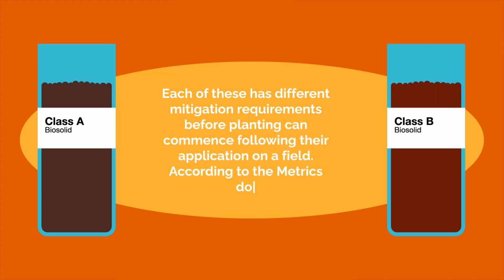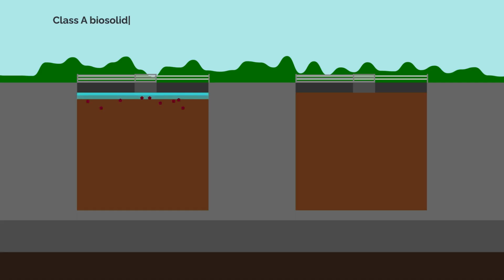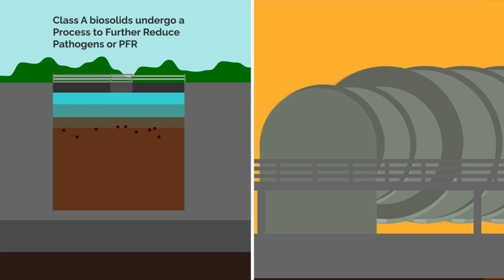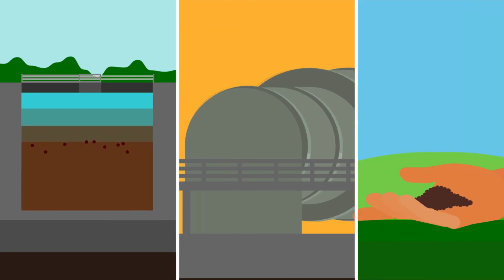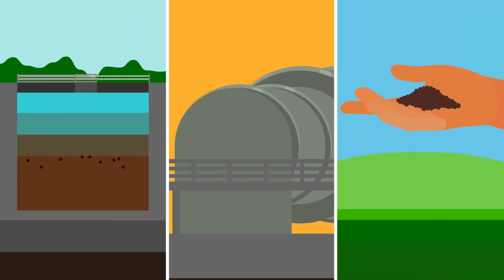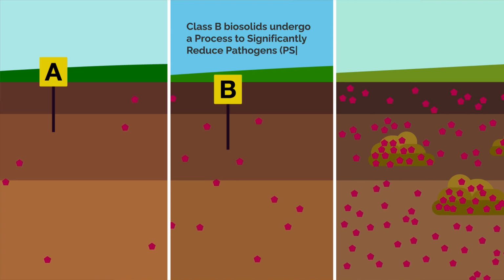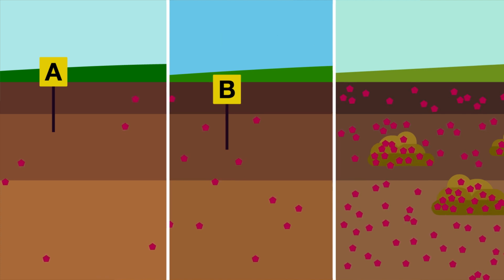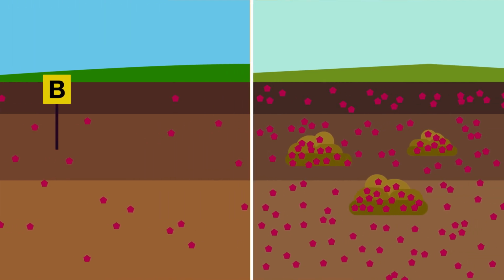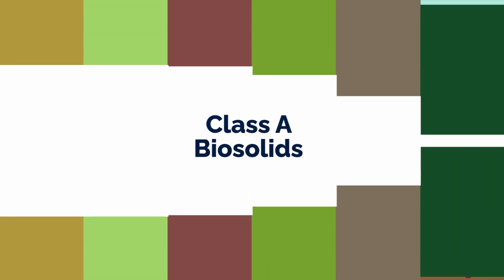According to the metrics document, Class A biosolids undergo a process to further reduce pathogens, or PFRP. Pathogens are reduced to a level similar to the native soil and environment. Class B biosolids undergo a process to significantly reduce pathogens, PSRP. This means that while pathogens are significantly reduced to levels which are often below those found in animal manure, management practices, or BMPs, are required at the site where they are used.